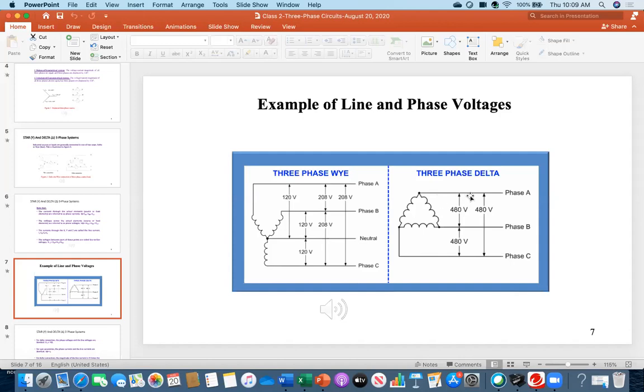So here there is a root 3 relationship. In this case, the line current should be root 3 times the phase current. And in this case, line voltage or line to line voltage should be root 3 times the phase voltage. Everybody, do you understand?